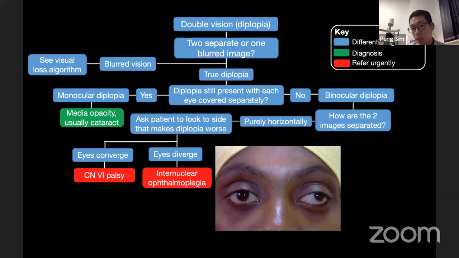So the management is pretty much the same. If you see an eye that is diverging or converging, an important thing to consider is neuroimaging, because in the context of MS, it will be important to look for any periventricular white matter lesions, as well as other systemic signs of multiple sclerosis.